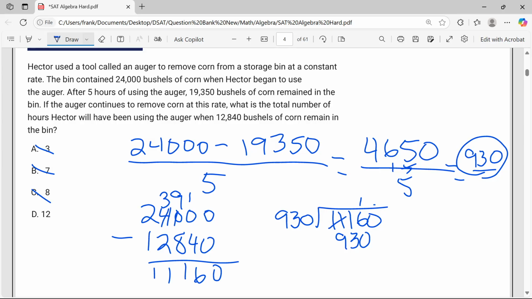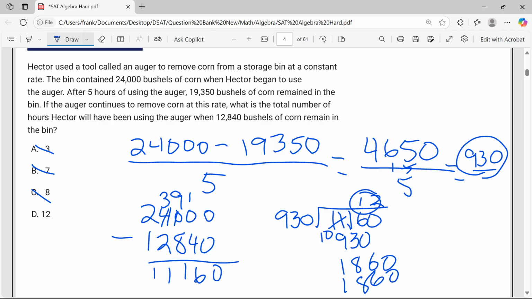Let's see. 11 becomes 10. This becomes 11, 6, 8, 1. 186, and then carry down the 0. And I think it's going to be 2 times 0. 2 times 3 is 6. 2 times 9 is 18. So the answer is 12.